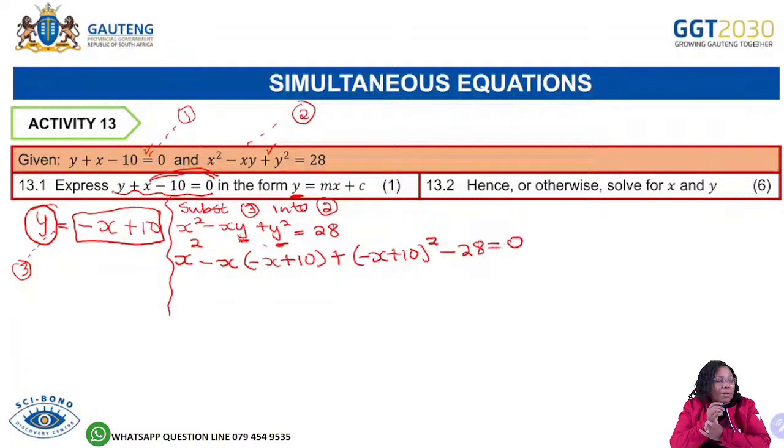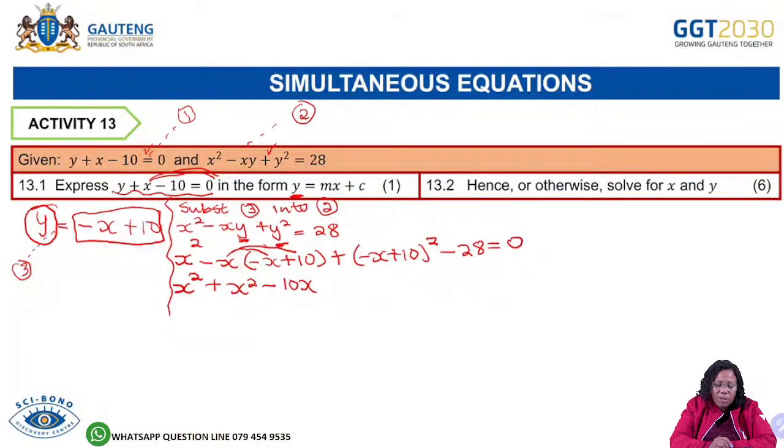So the purpose of substituting is to get rid of one variable so that you can solve the one that is left. So now we have x squared, we leave that one, and we are going to deal with the brackets now. So it's minus x times minus x, which is a positive x squared. Minus x times 10 is minus 10x there. Done with that one, then we move to the other bracket.